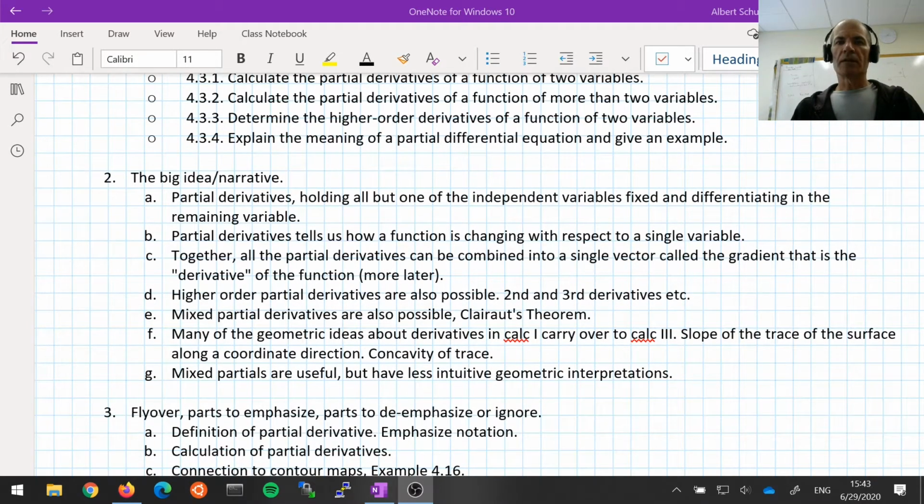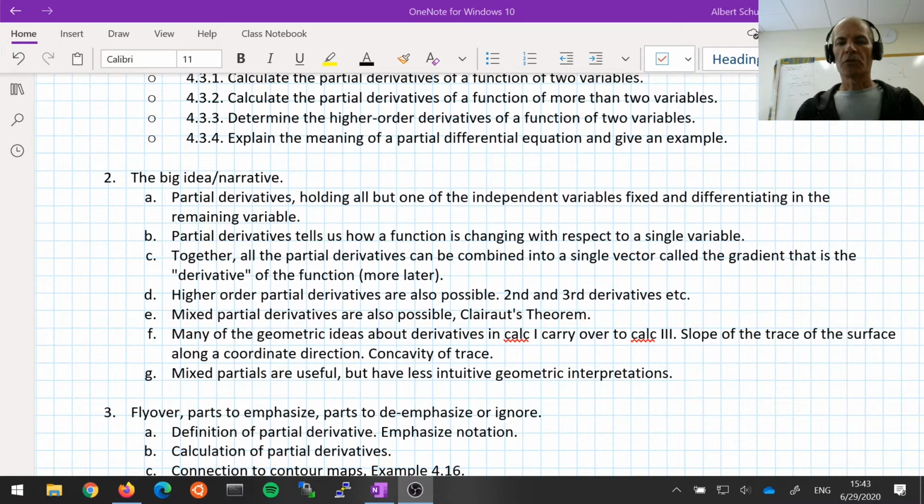So how do partial derivatives work? Essentially what you're doing is taking this function of several variables, a function of say x and y, holding all of the independent variables fixed and differentiating in the remaining variable. So if I want to take the partial derivative of f with respect to x, I pretend that y is a constant and I just differentiate with respect to x in the ways that I learned in Calc 1.